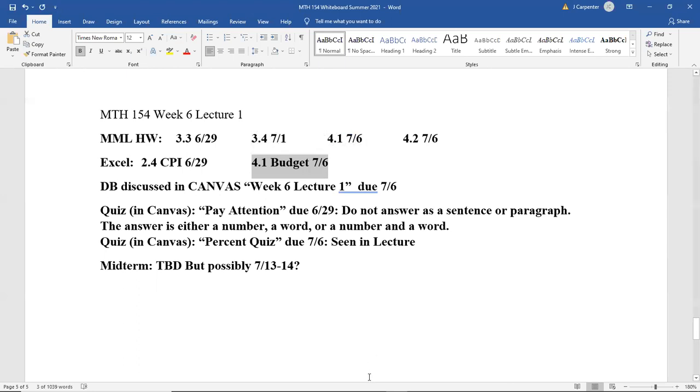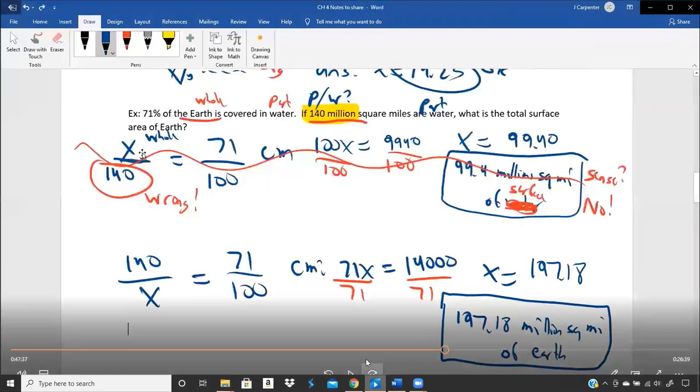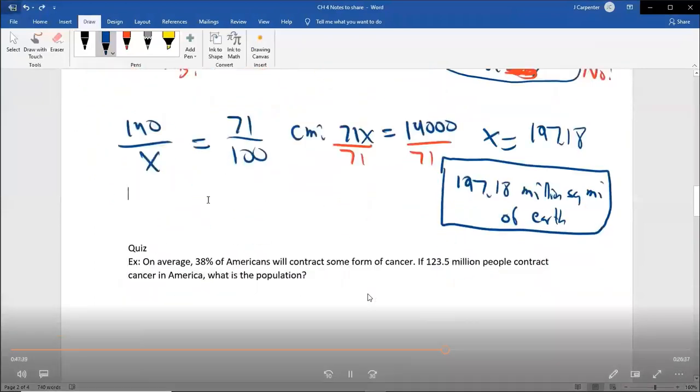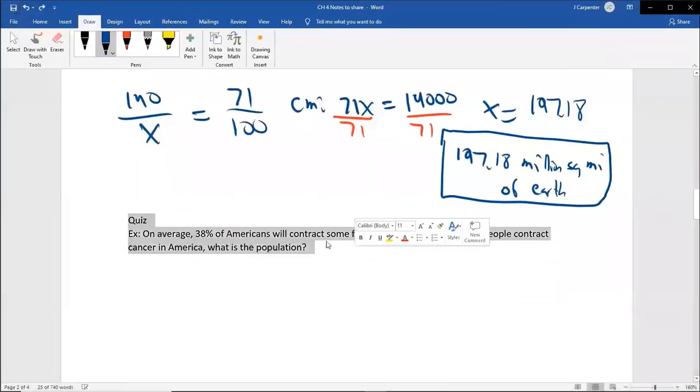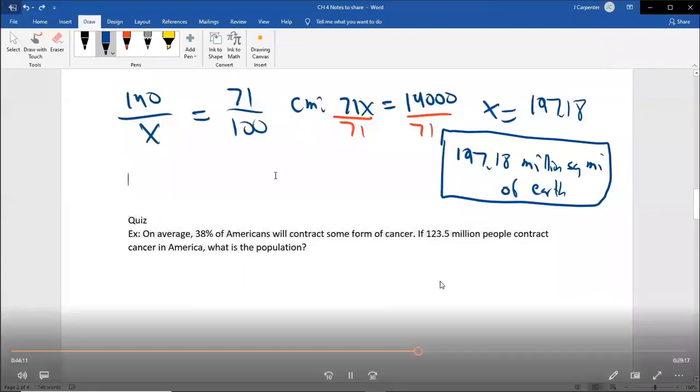All right, now we will talk about that quiz, and then we'll get back into 4.1. This is going to be the quiz question you will find in Canvas. Again, that should already be up there. Answer it as a quantitative reasoning student.